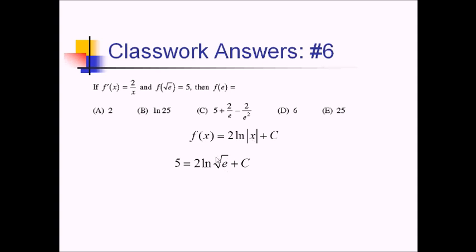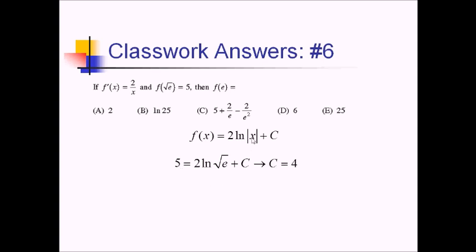So let's see here. We could pop out an exponent of 1/2, because this is the 1/2 power. So this 2 gets canceled out. Then we've just got the ln of e, which is 1. If we subtract that from both sides, we find that c equals 4.